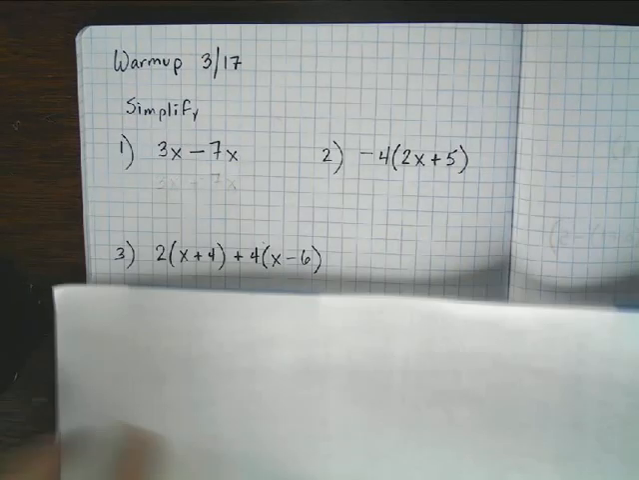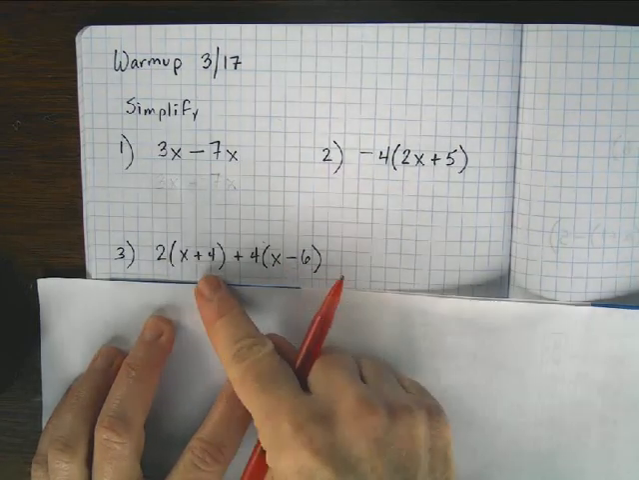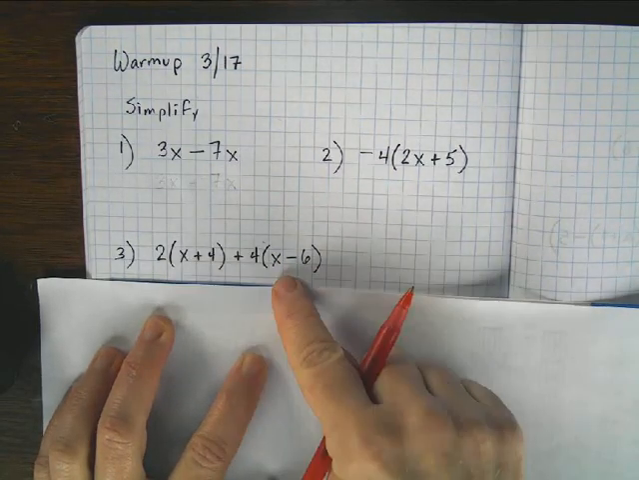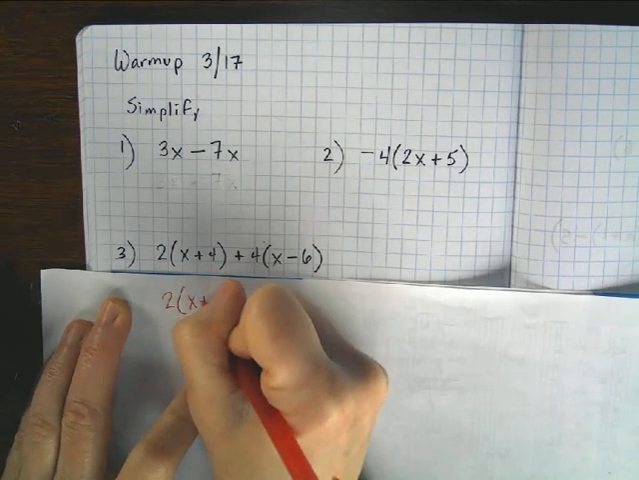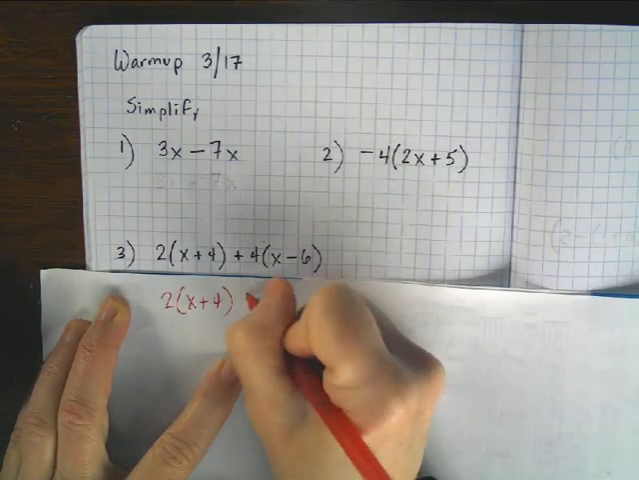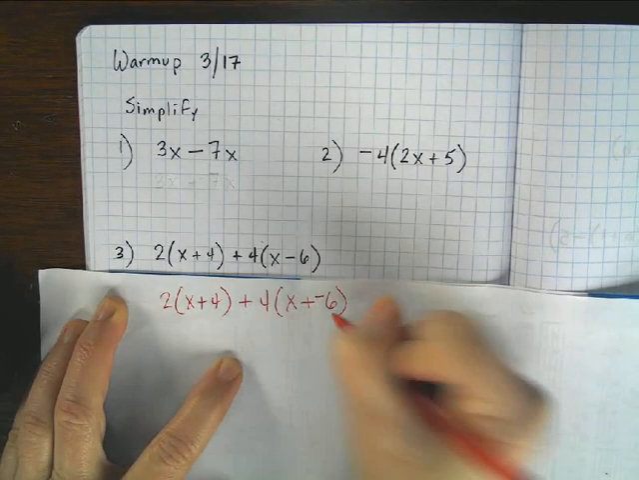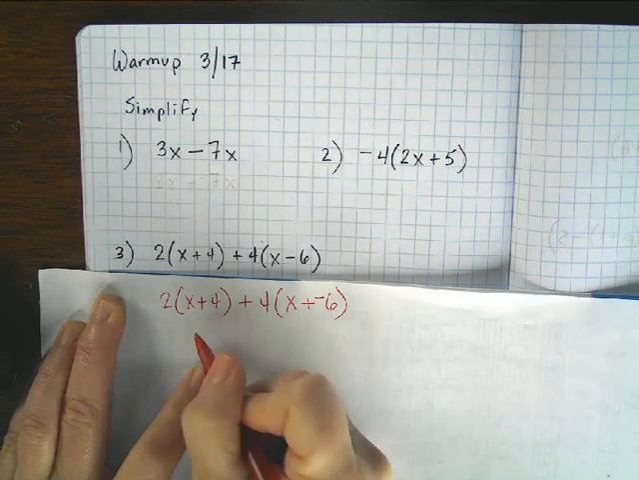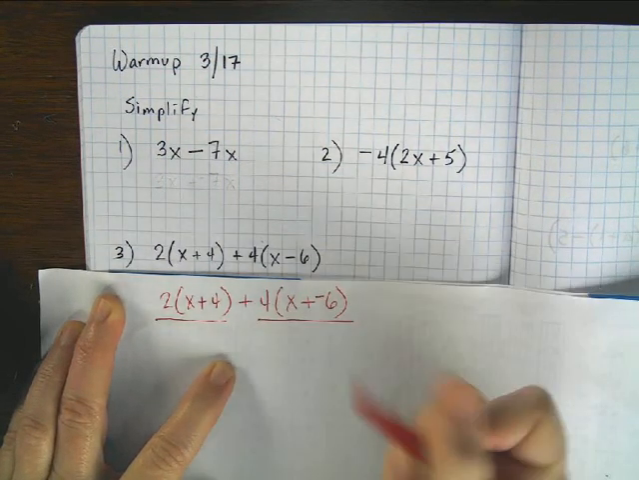Notice I have to distribute 2 times. I have to distribute here for the first term and here for the second term. So I'm going to rewrite 2 times x plus 4 times x plus negative 6. Now I'm going to parse it: underline, underline, plus sign, underline, underline, done.